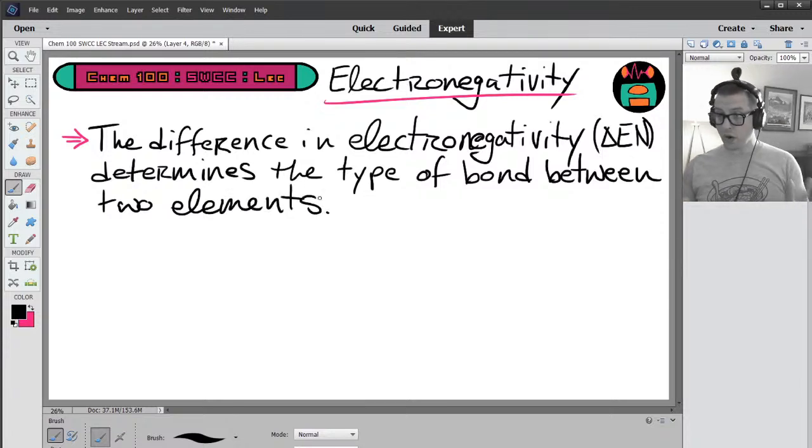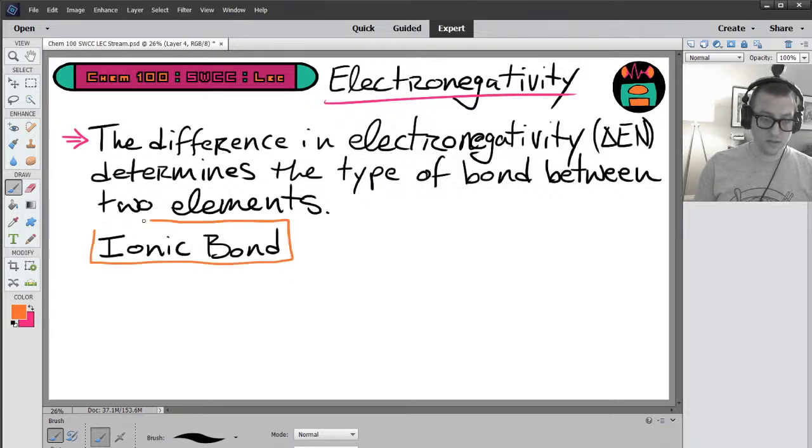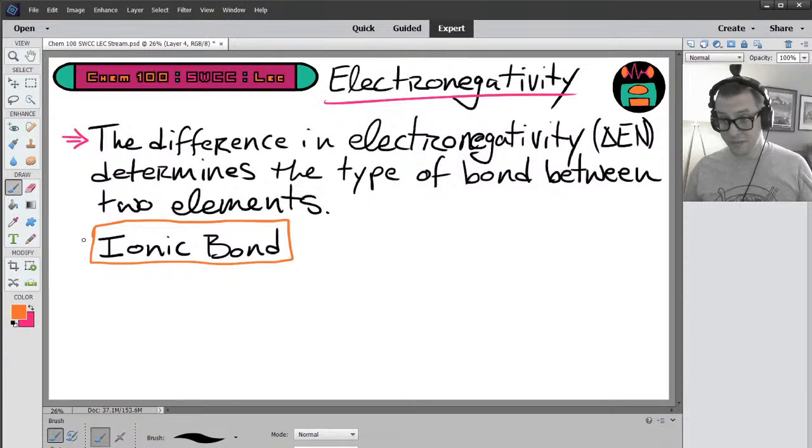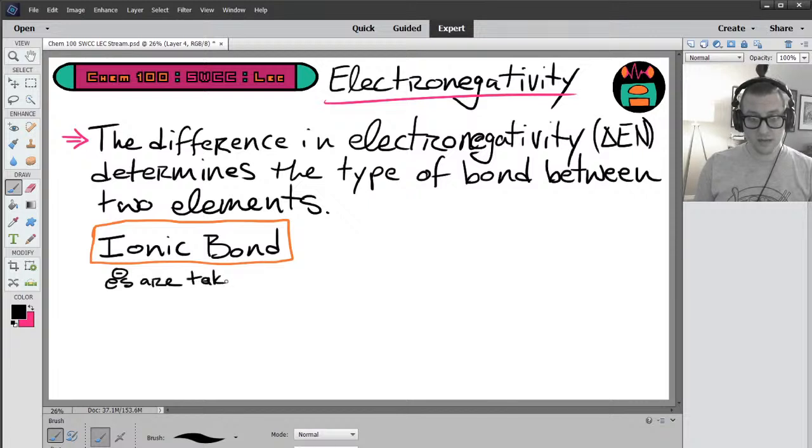All right. So what are these types of bonds? Well, there is an ionic bond. That is the first type of bond. We've talked about ionic compounds. It would make sense that they would make ionic bonds. In an ionic bond, electrons are taken, not shared.